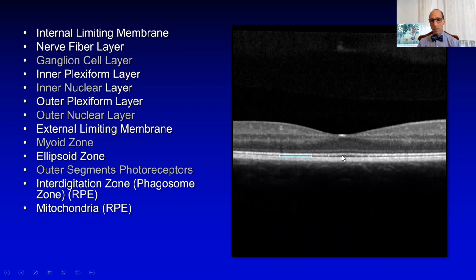So your outer segment photoreceptors are there, and then your interdigitation zone, or as I was saying, the phagosome zone, is the first bright line, and the second bright line is the mitochondria, the RPE. So these 4 layers, which you can see a lot of times on a high resolution scan, it's important to know those: external limiting membrane, ellipsoid, interdigitation, and the RPE.